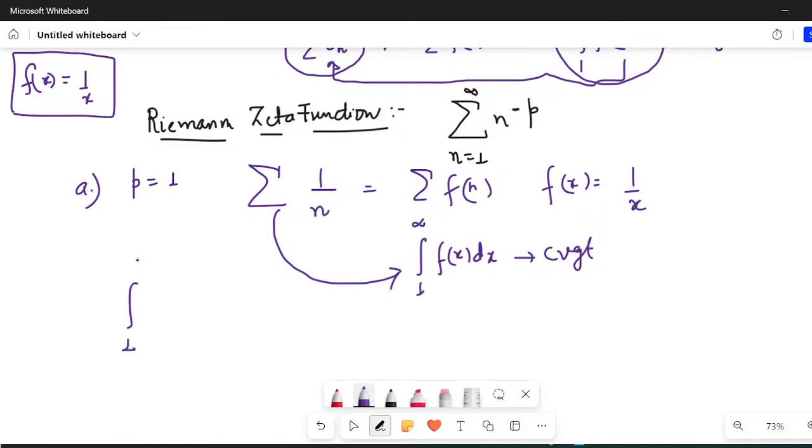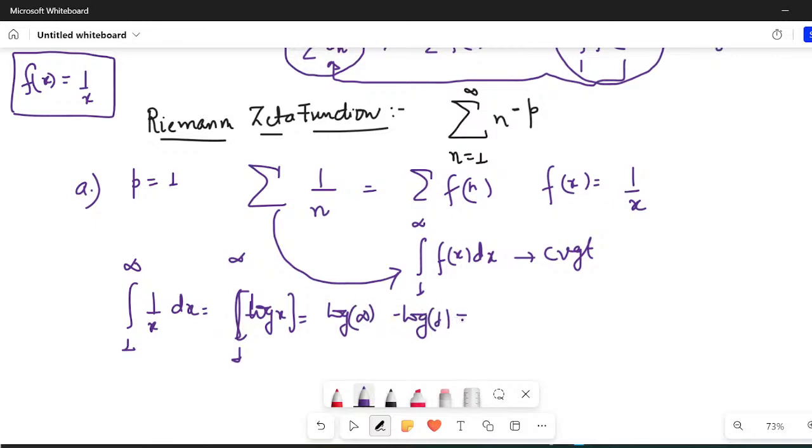So if I integrate from 1 to infinity, f of x would be what? Integration 1 to infinity of 1 upon x dx, and the integration of 1 upon x is simply log of x. And you know that log of infinity is infinity, and log of 1 is what? 0. So it will give you log tending to infinity, which is actually infinity. So basically, if I'm doing summation 1 upon n, this is divergent. This is divergent even from Cauchy's integral test also.